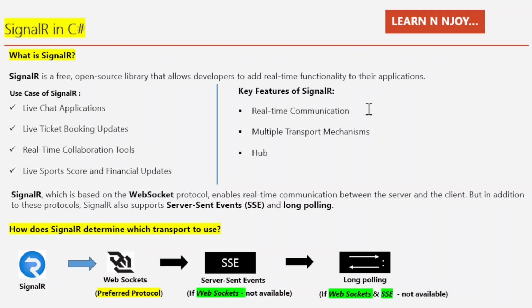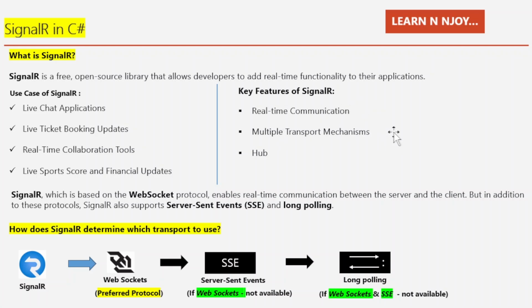Imagine getting instant notifications or updates, like when your food delivery app shows the driver's live location without you refreshing the page. SignalR allows servers to push these updates to your device in real time. So this is one of the key features of SignalR: real-time communication.